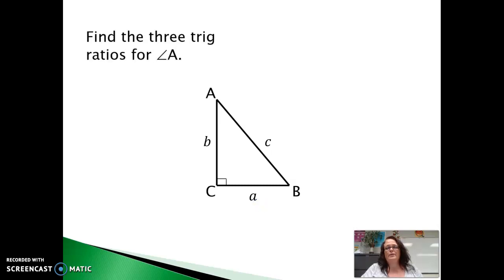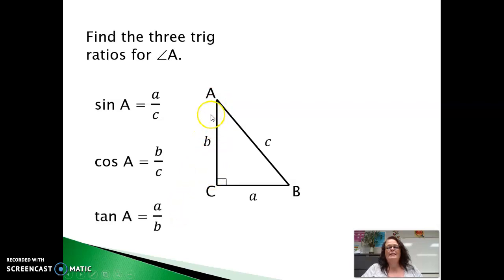So to find the three trig ratios for angle A, we would say that the sine of A is equal to the opposite over the hypotenuse. Remember, the cosine of A is going to be adjacent, so the side connecting A to the right angle, over hypotenuse, so B over C. And then the tangent is going to be the opposite of A, meaning the segment that doesn't touch A, over the adjacent to A, which is the one that connects it to the right angle, and that's A over B.